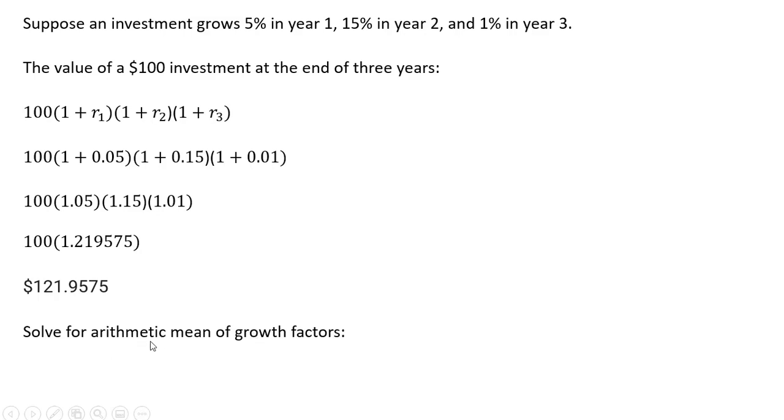Let's solve for the arithmetic mean of the growth factors. So here's our growth factor in year 1, 1.05, 1.15 in year 2, and 1.01 in year 3. Adding up the three growth factors and dividing by 3, we get an arithmetic mean of 1.07.